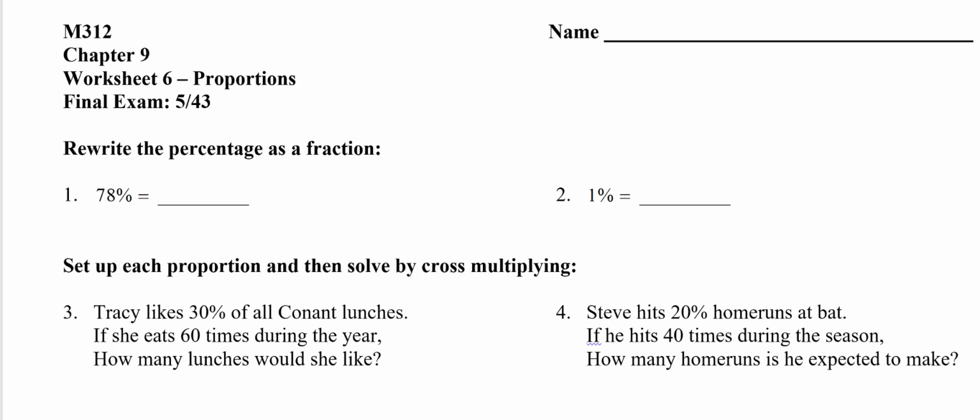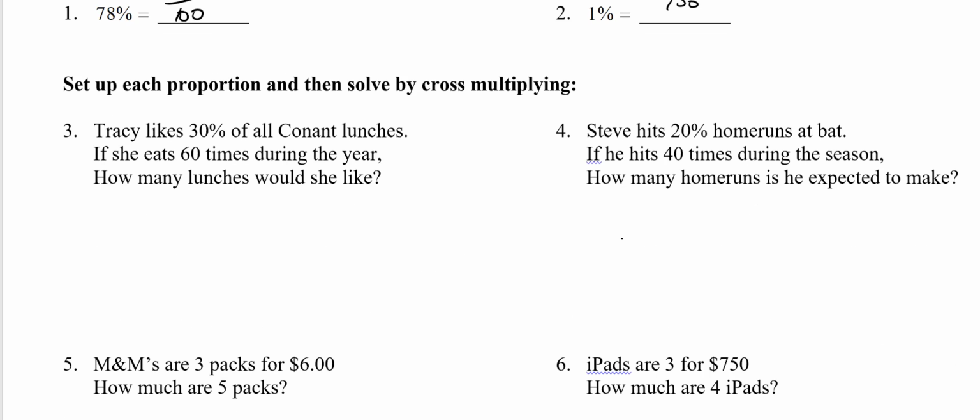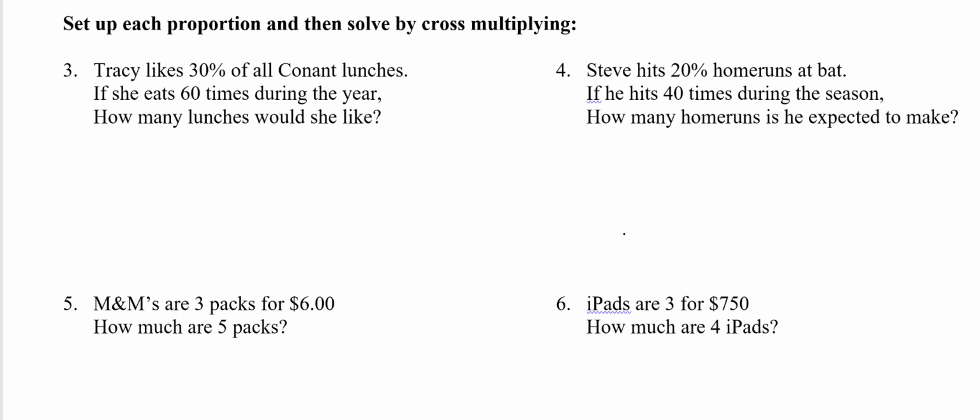Writing a percentage as a fraction, again, super easy. It's always over 100. So 78 over 100. That's easy. And then 1% is 1 over 100. Super easy. Okay. Number 3, Tracy likes 30% of all Conant lunches. So as soon as I see that 30%, I'm going to go 30 over 100. That's the very first thing I'm going to do.